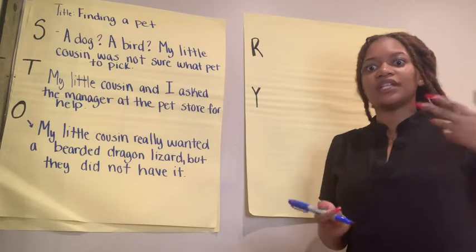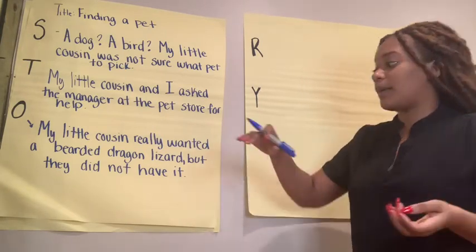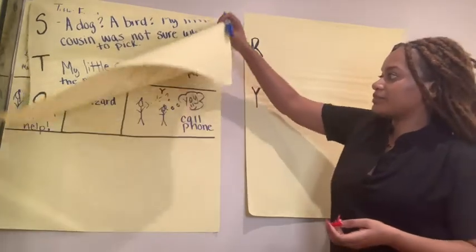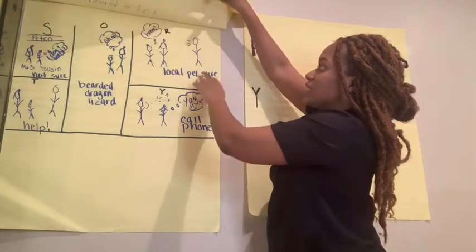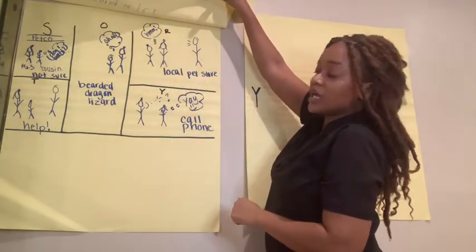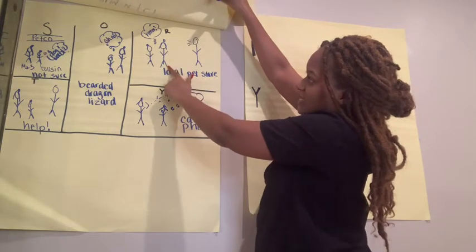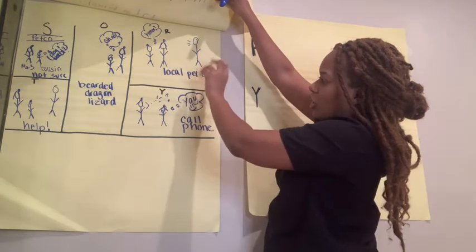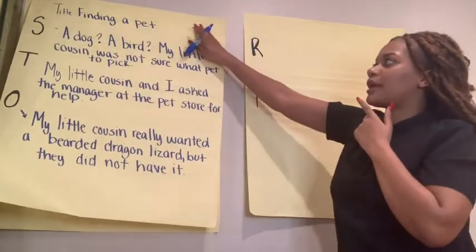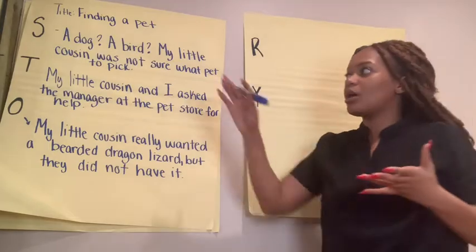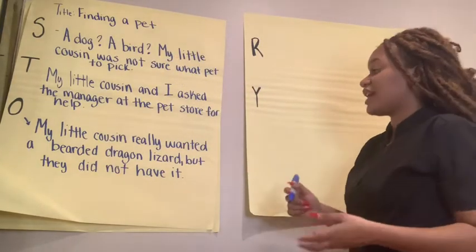What happens? We know that they didn't have the bearded dragon lizard, so what did we do to resolve the problem? We're going to take a look at my story map, and we see here that it says, in the speech bubble, my keywords are local pet store. And it's myself, my little cousin, and the manager. We're talking to each other. What were we talking about, I wonder? Oh, right, we were talking about going to a local pet store instead to see if they have it. So let's write that out.